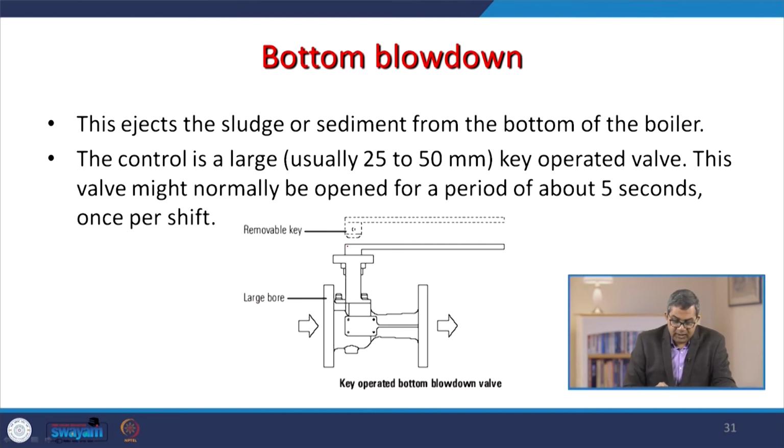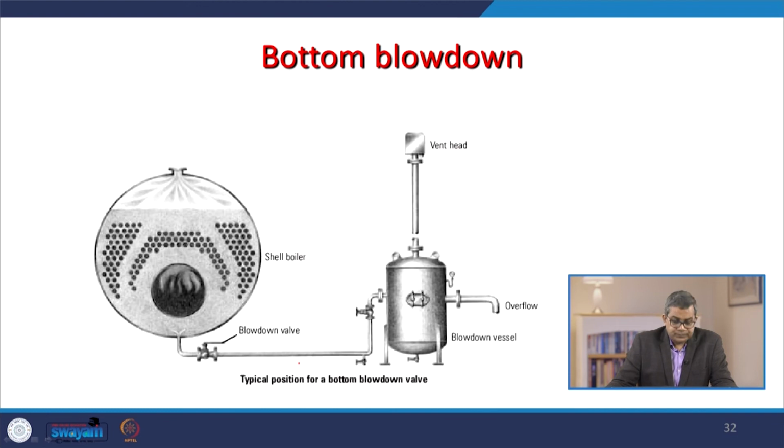Now, here you see that this is a removable key which usually fits over here, and they usually operate as per the directional requirement, and in this way a significant quantity of sludge or sediments may come out from the boiler. But due care must be taken, because these sludge and sediments may have a temperature equal to the boiler operating temperature. Here is a more pictorial view.